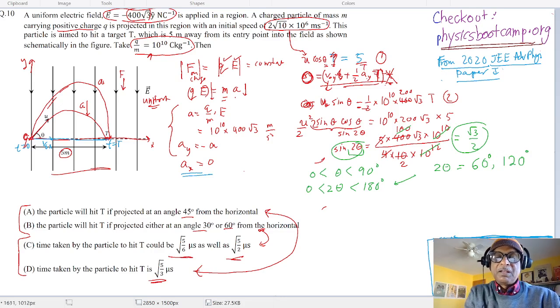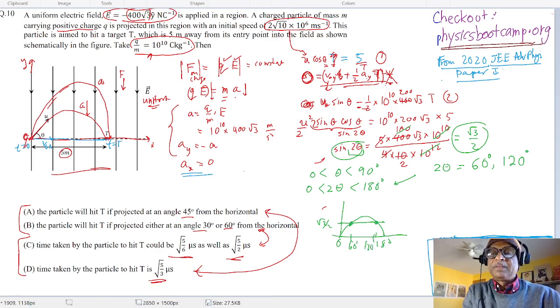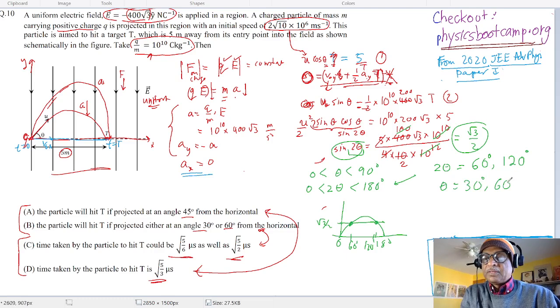Both of these. If you look at sine theta, it is 0 at 0 and 180 degrees, and this square root of 3 over 2 is going to cut here and here, at 60 degrees and 120 degrees. Then theta is going to be 30 degrees and 60 degrees.